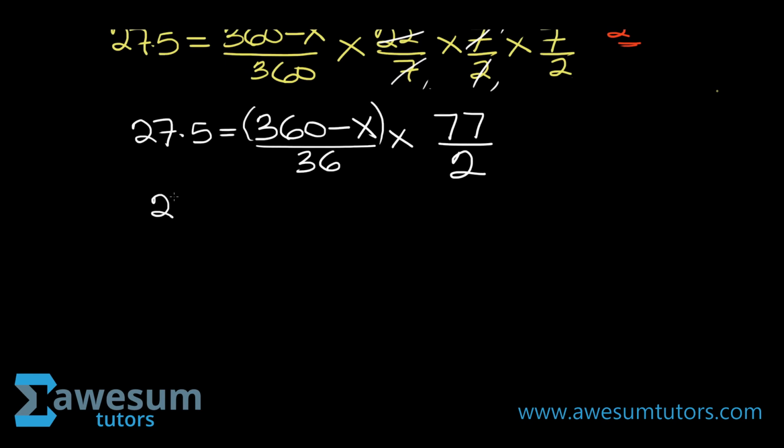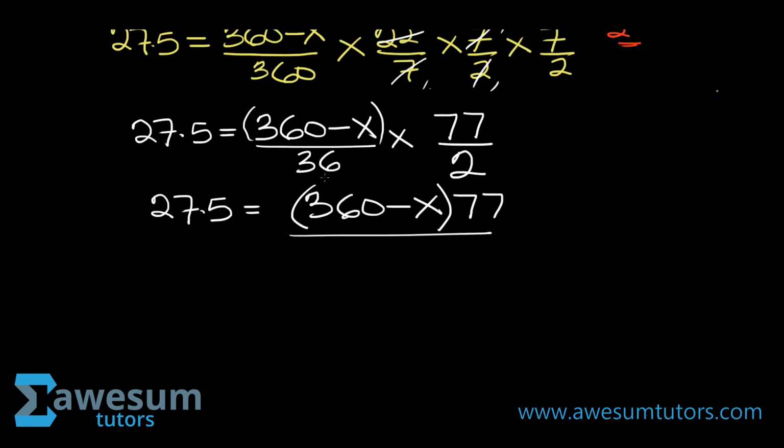So this will be pretty easy now for you guys. This is going to be 360 minus x times 77, that's bracket 77. Now 360 times 2, pardon me, 360 times 2 is going to be 720, okay.